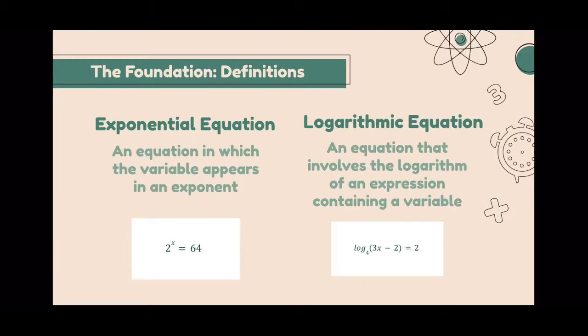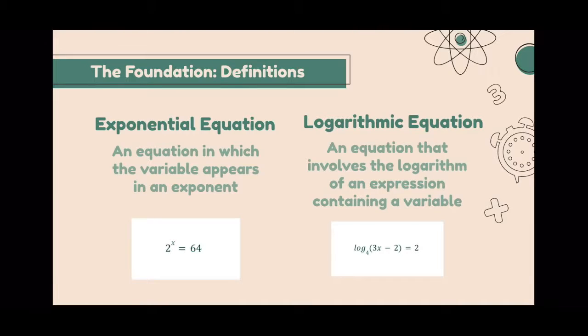Well, an exponential equation is an equation in which the variable appears in an exponent. Like the example provided below, the variable x is the exponent to the number 2. On the other hand, a logarithmic equation is an equation that involves the logarithm of an expression containing a variable. Shown in the example, the expression 3x minus 2 follows a logarithm with a base of 4.